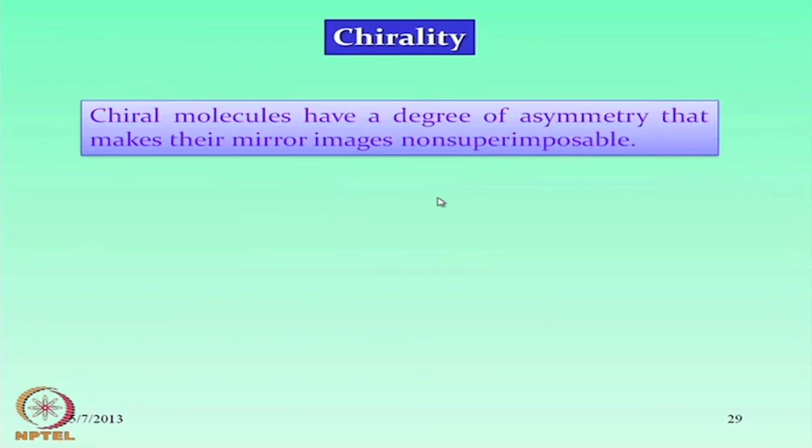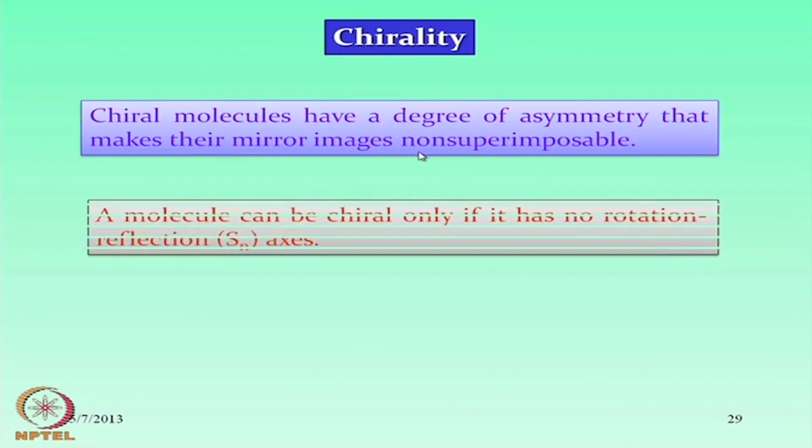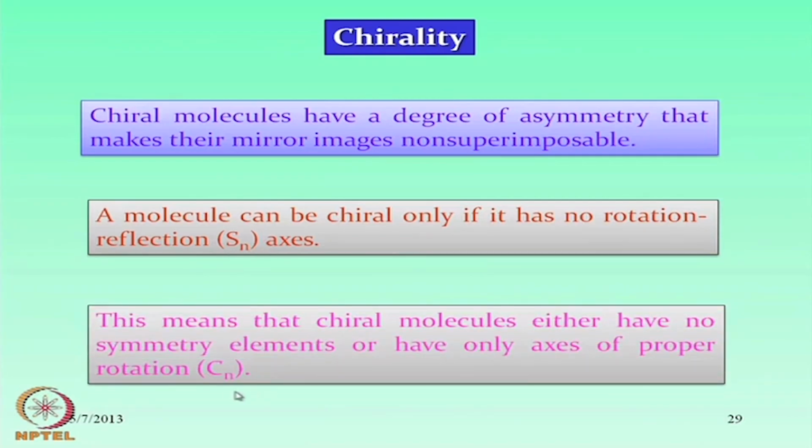So chirality is defined as follows: chiral molecules have a degree of asymmetry that makes their mirror images non-superimposable. A molecule can be chiral only if it has no rotation-reflection axis. That means you don't have the S_n axis, rotation followed by reflection. If it has no rotation-reflection axis, then only the molecule is optically active and chiral. So chiral molecules either have no symmetry elements or can have only axes of proper rotation, which we have also discussed earlier.